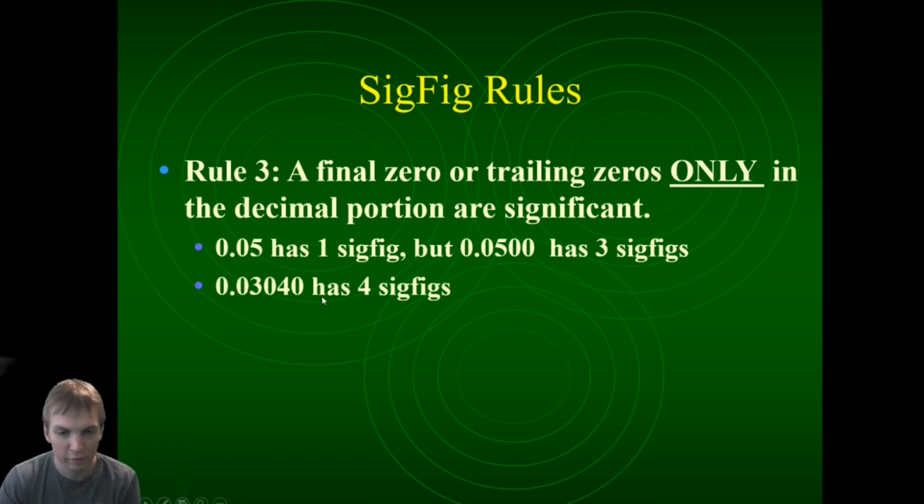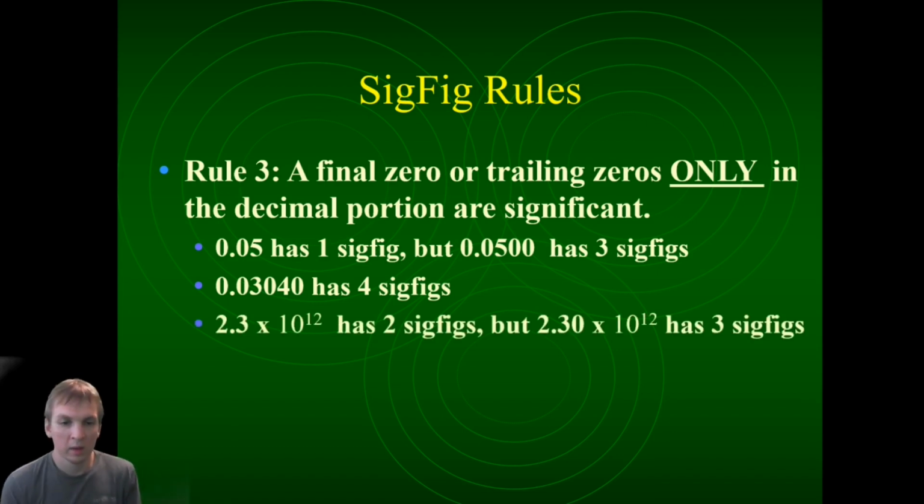0.03040? This one's a little bit confusing, but let's take a look at it. 0 in the front does not count. It's not sandwiched. It's not in the decimal portion. This one is in the decimal portion, but it is not trailing. This 3 automatically counts. This 4 automatically counts, and the 0 in between is sandwiched. Therefore, it also counts. And then this 0 also counts because it is trailing in the decimal. So this has 4 sig figs, this 3, this 0, this 4, and this 0.